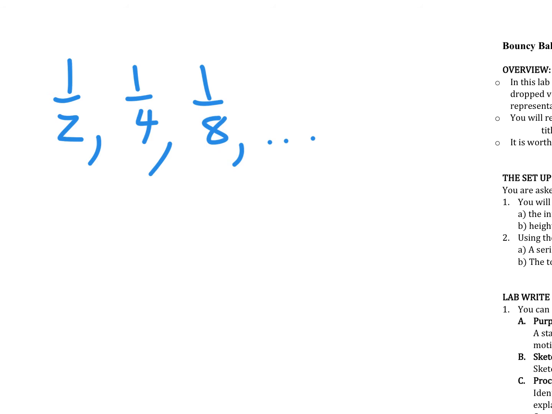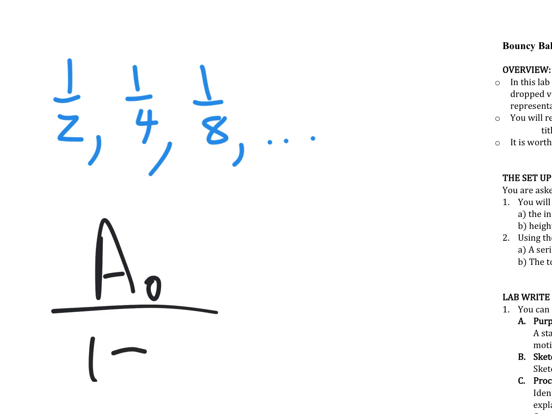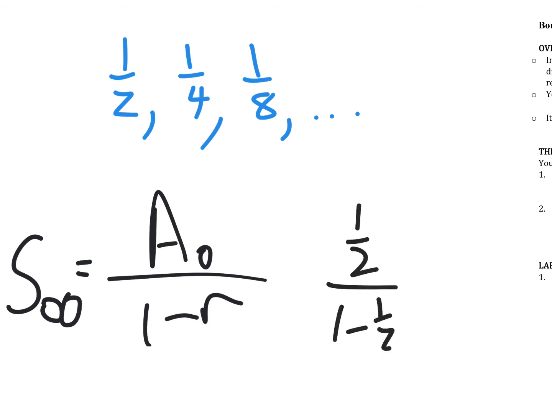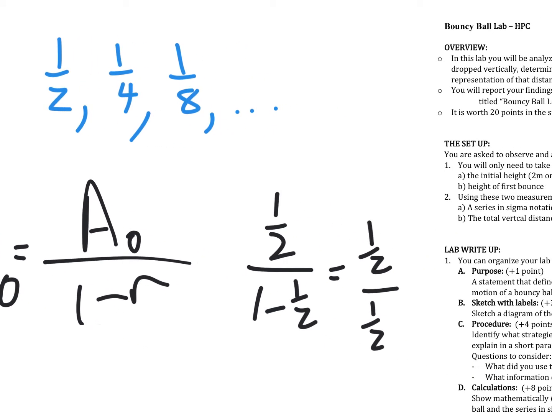Robbie, do you see it on the board there? Yeah. Can you read it to me? Yeah. A_0 over 1 minus rate, which is 1/2. Well, what's A_0? 1/2. Yep. So the sum, when you add it up to infinity, will be A_0, which was 1/2, over 1 minus a half, which is a half over a half, which is equal to 1.